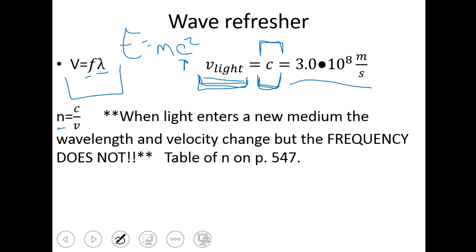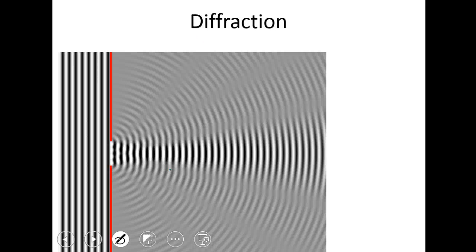N is the index of refraction. And again, a really good thing to note, because I will grill you on this: when light enters a new medium, the wavelength and the velocity change, but the frequency does not, right? And you might want to make a note that an easy access table for indices of refraction is on page 547. All right, so on to diffraction.